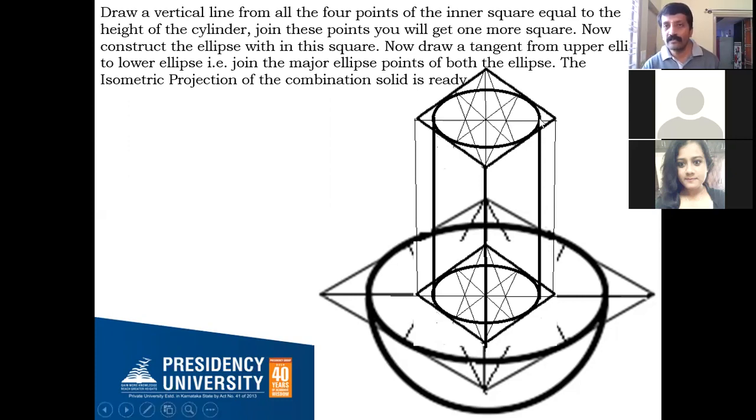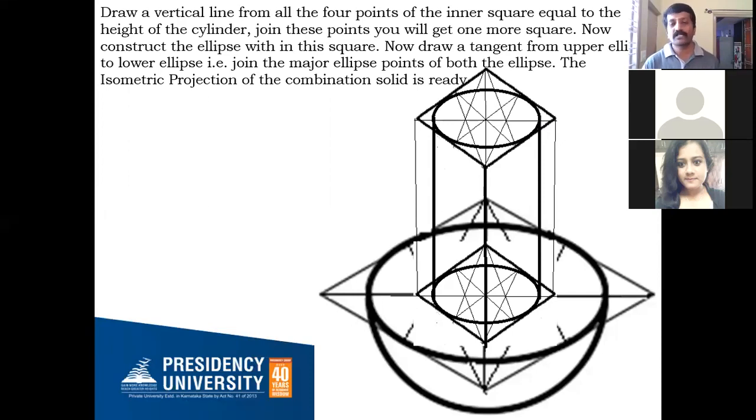Or else you join the end point of your top face ellipse to the base ellipse like this. You draw a line, a tangent to these ellipses from top to bottom, at the major axis ends of the ellipse. If you do this, it completes the combination, in this particular case, where a hemisphere has a cylinder placed centrally above it.